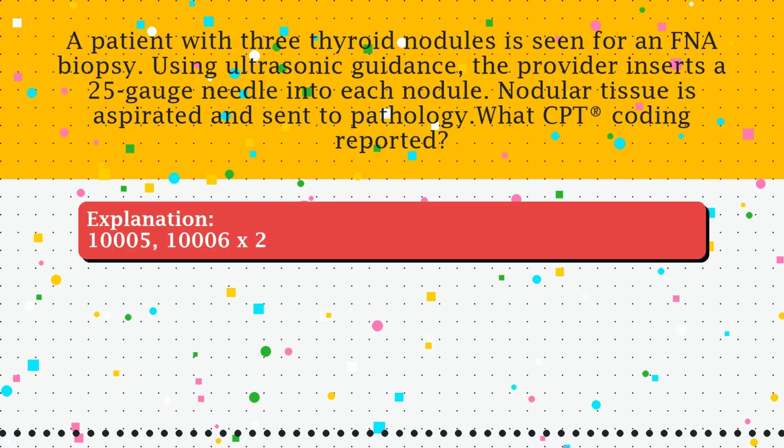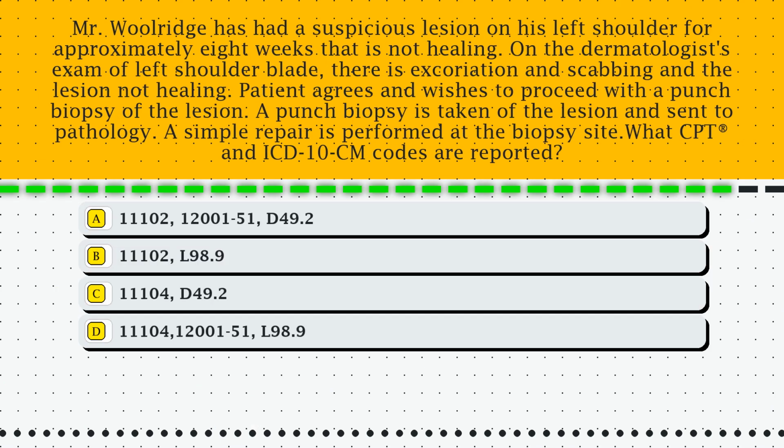Question 31. Mr. Woolridge has had a suspicious lesion on his left shoulder for approximately 8 weeks that is not healing. On the dermatologist's exam of the left shoulder blade, there is excoriation and scabbing and the lesion is not healing. Patient agrees and wishes to proceed with a punch biopsy of the lesion. A punch biopsy is taken of the lesion and sent to pathology. A simple repair is performed at the biopsy site. What CPT and ICD-10-CM codes are reported?